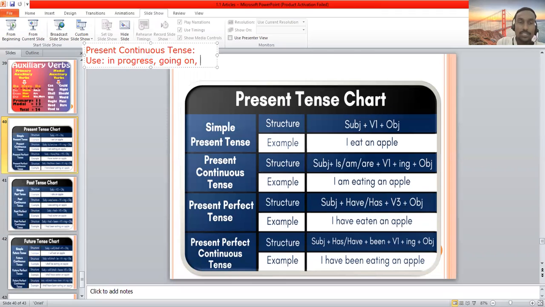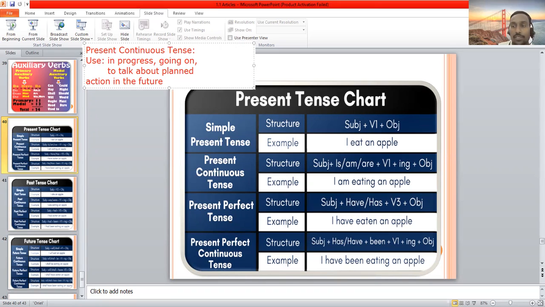And another use of present continuous is to describe actions in future tense also. Talk about planned actions in the future. So how do you talk about the planned actions in the future with the help of present continuous? We'll see examples so that you can understand.